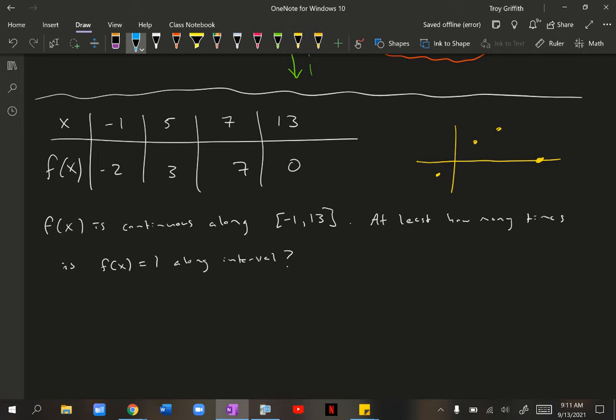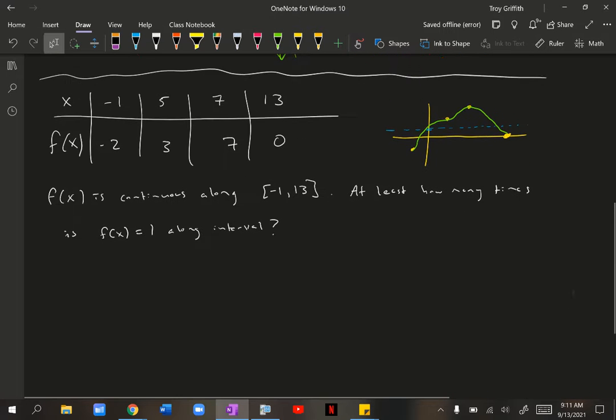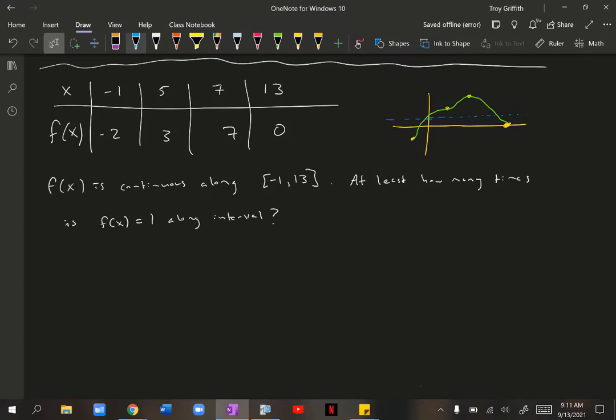And the question here says, at least how many times are we going to touch a y value of 1 along this interval? You can kind of draw a picture here and get an idea of it. Now we don't know exactly how many times this is happening, but we can at least see that if we're continuous along this interval, we have to cross through y equals 1 at least 2 different times. So let's see if we can justify this using the intermediate value theorem.